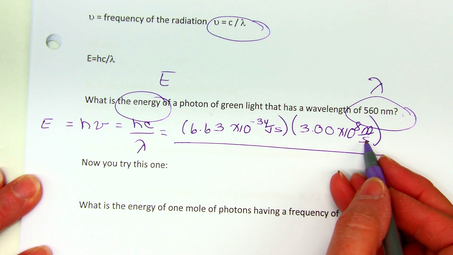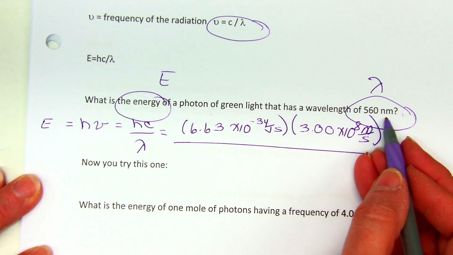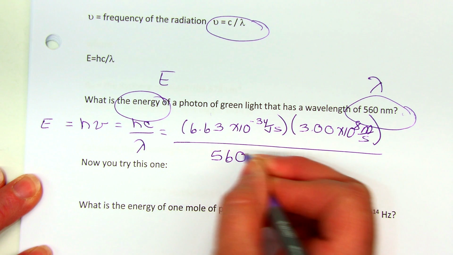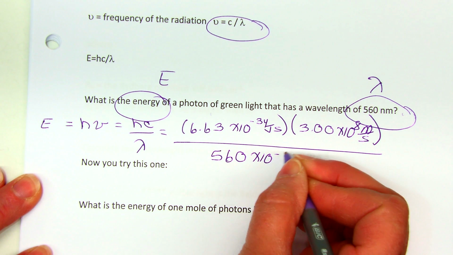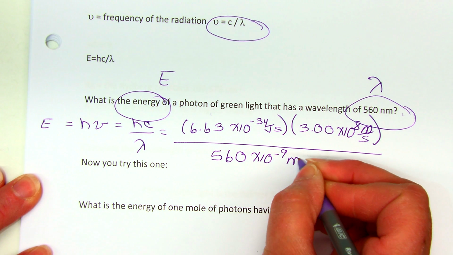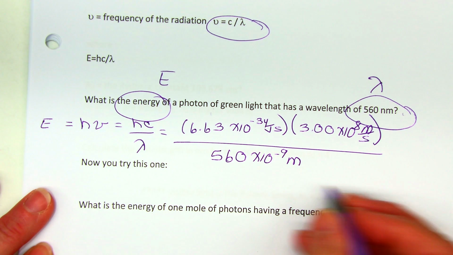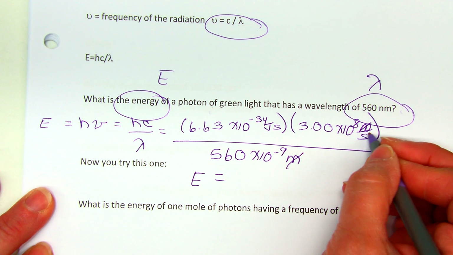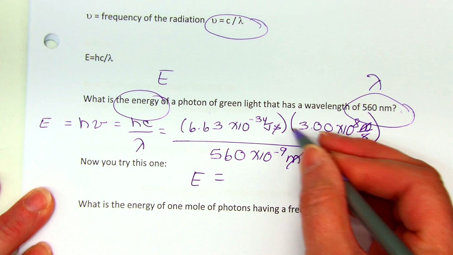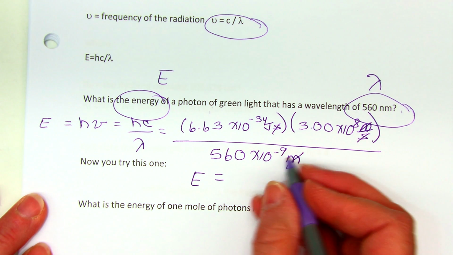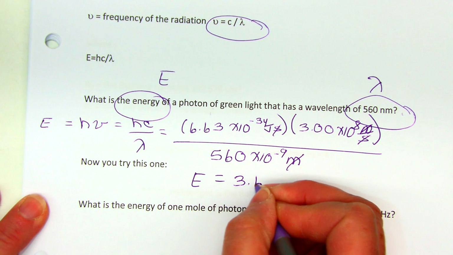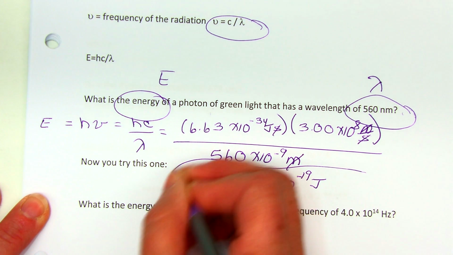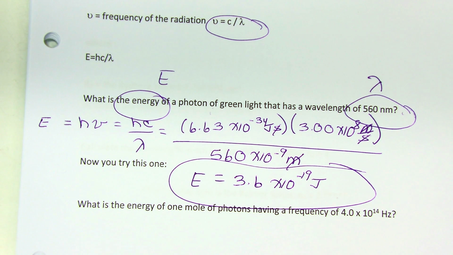Again, I've got the speed of light in meters, so I need to change nanometers to meters. 560 times 10 to the negative 9th meters. So for E, my meters cancel, my seconds and reciprocal seconds cancel, and I'm left with my answer in joules. 3.6 times 10 to the negative 19th joules. That is the energy of one photon.